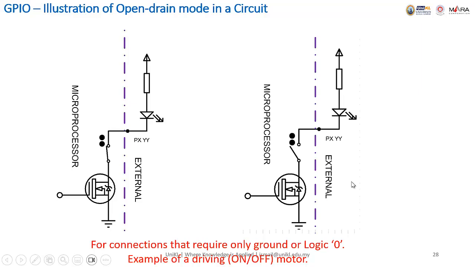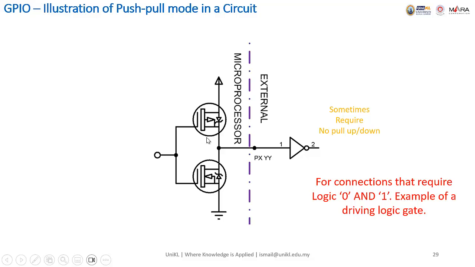Another thing that we have is, if the microprocessor is used to drive a device, for example LEDs here, active low LEDs, that require close or low and open, then we can use the open drain mode. So for connections that require only ground or logic 0, for example driving an on-off motor, that is another example.